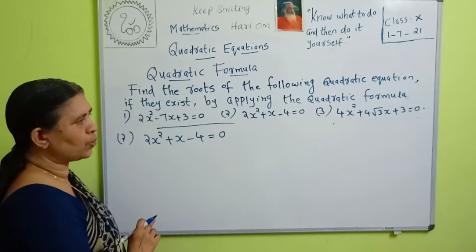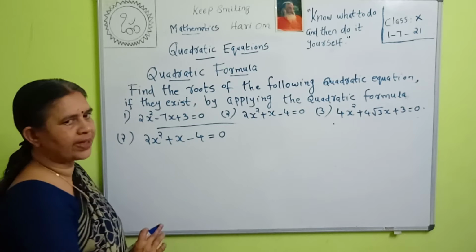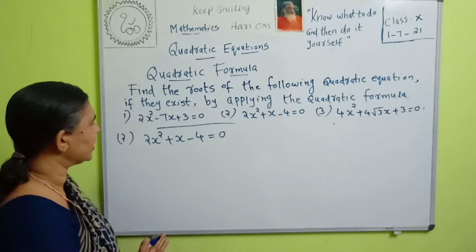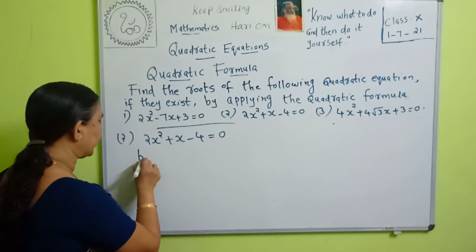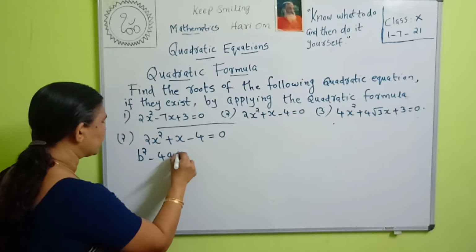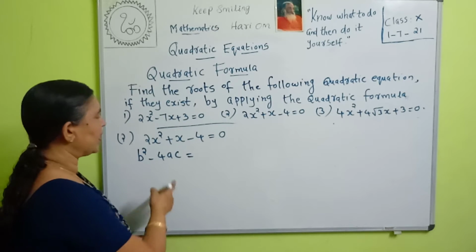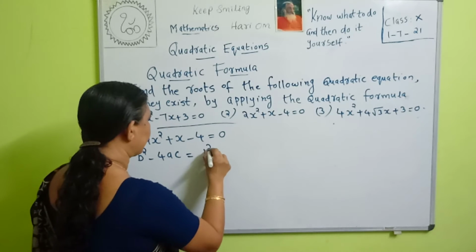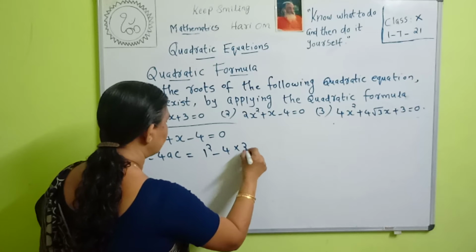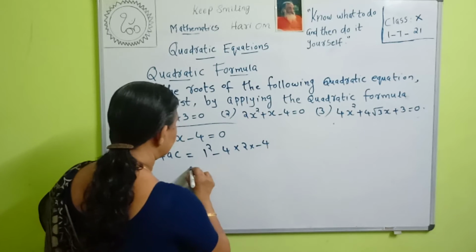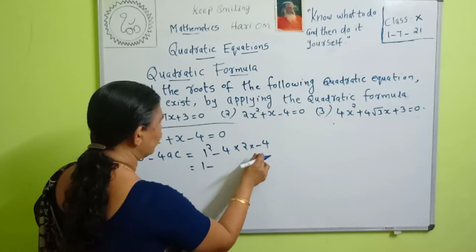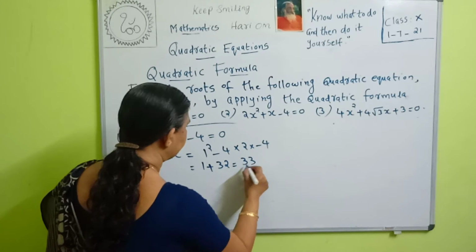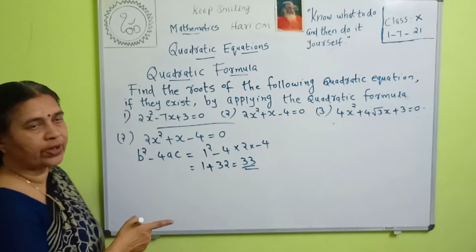Second question. 2x square plus x minus 4 equals 0. Here first we find b square minus 4ac. What is b square minus 4ac? b is 1. So 1 square minus 4 into 2 into minus 4. That is equal to 1, minus into minus is plus, 1 plus 32, which is equal to 33. So b square minus 4ac is equal to 33.